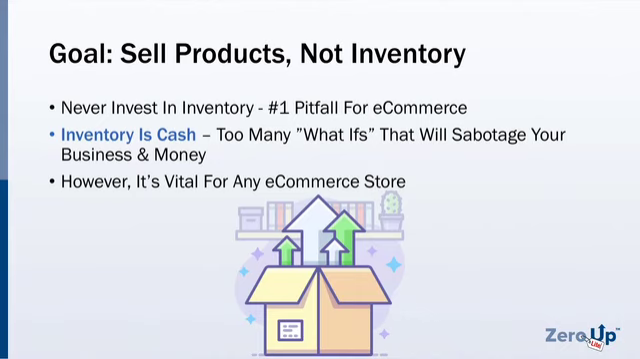So your goal here is this. It is very important. You are selling products, not inventory. Okay, so with this particular business model, you never want to invest into inventory. It's the number one pitfall for e-commerce. A lot of people that wanted to sell physical products online, the first thing that they want to do is go find a supplier, invest a bunch of money to actually have those products sitting in their inventory or at a warehouse so that they can start selling. That is the old way of doing things.